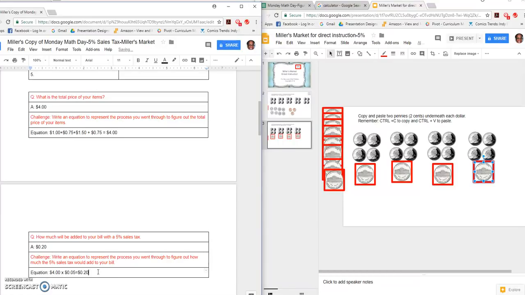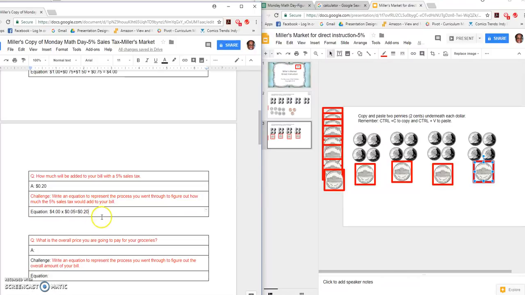So I have 20 cents added on. So that's my equation. Again, I took my $4 and I multiplied it by my 5% sales tax, which was really 0.05. That's 5 cents. And my answer was 20 cents. So that's how much I'm going to add on in sales tax. Please take a moment and figure out what your equation is to show what you went through.